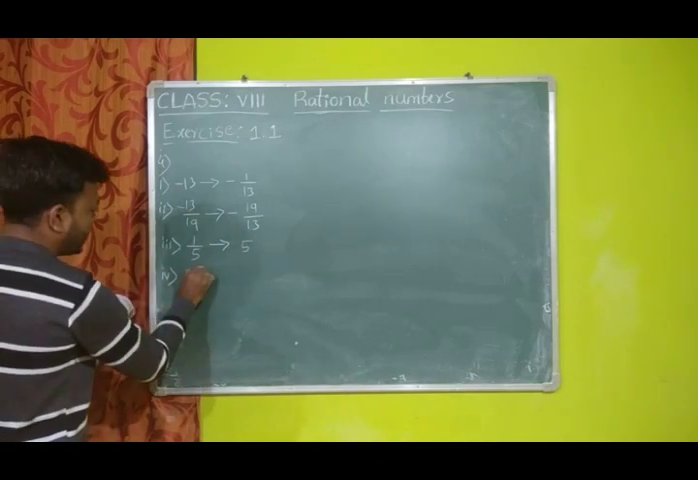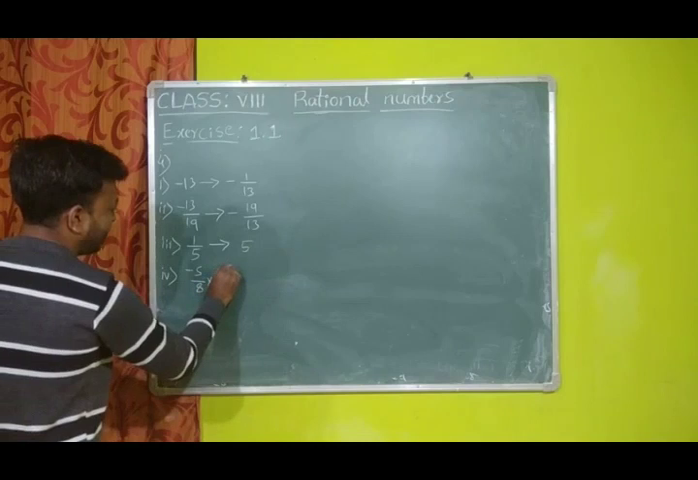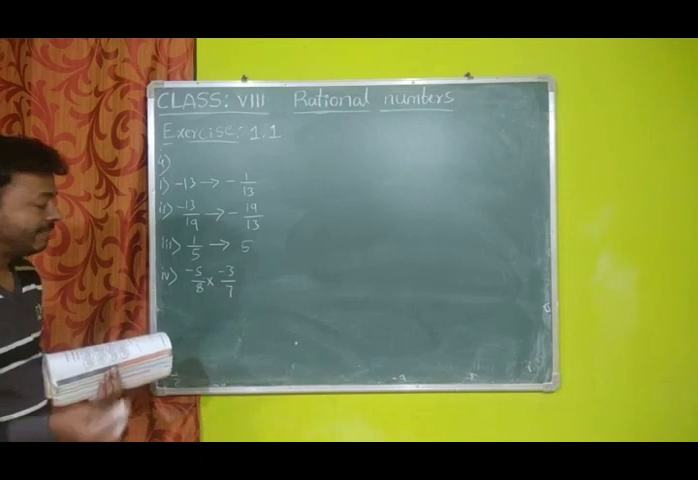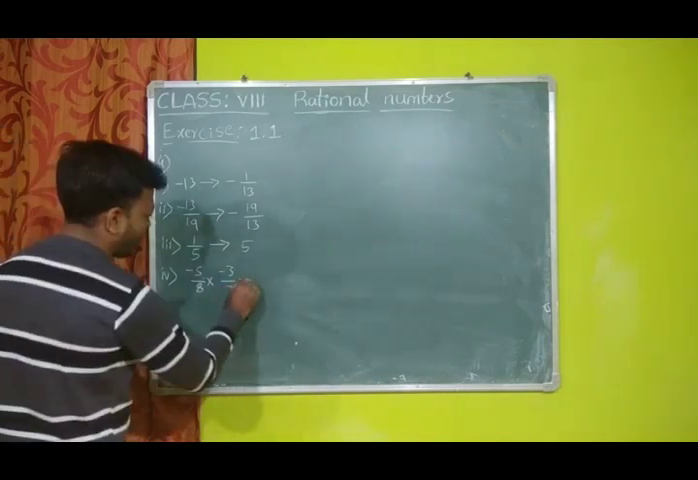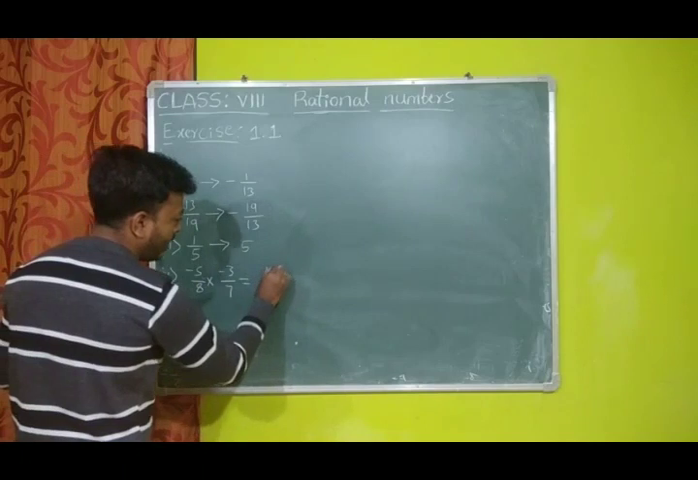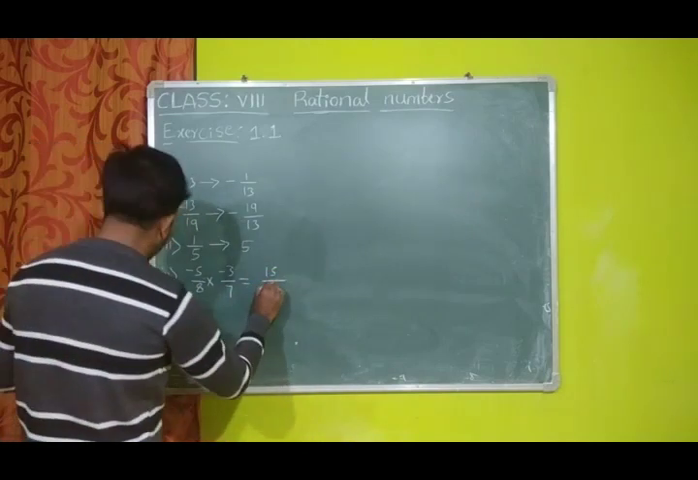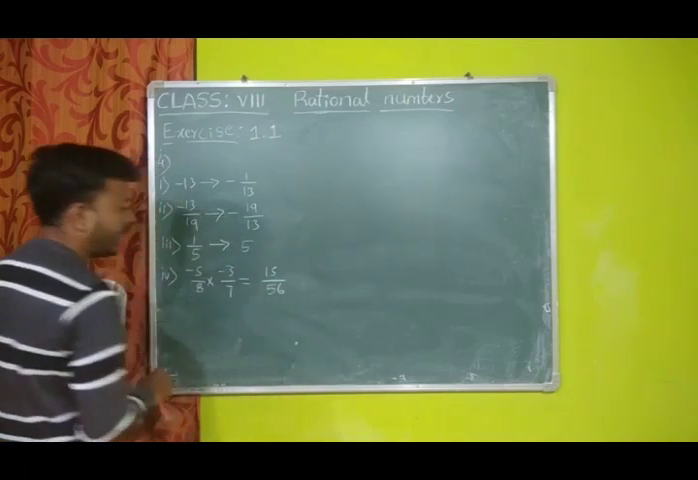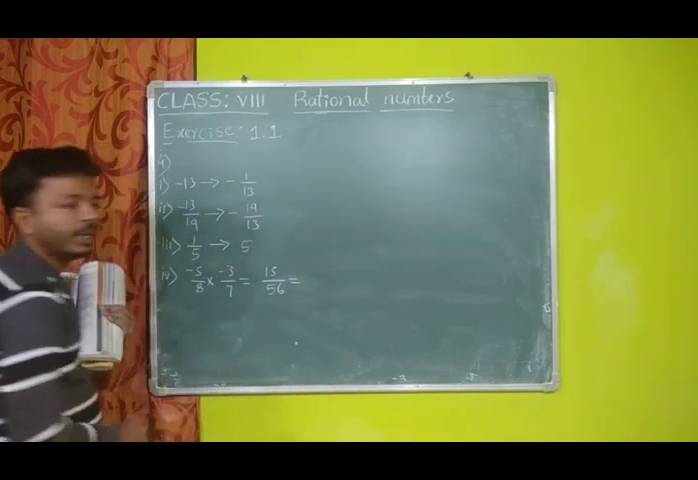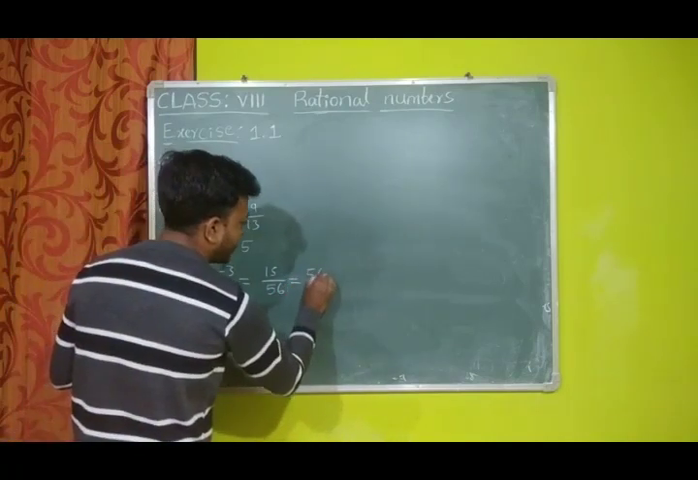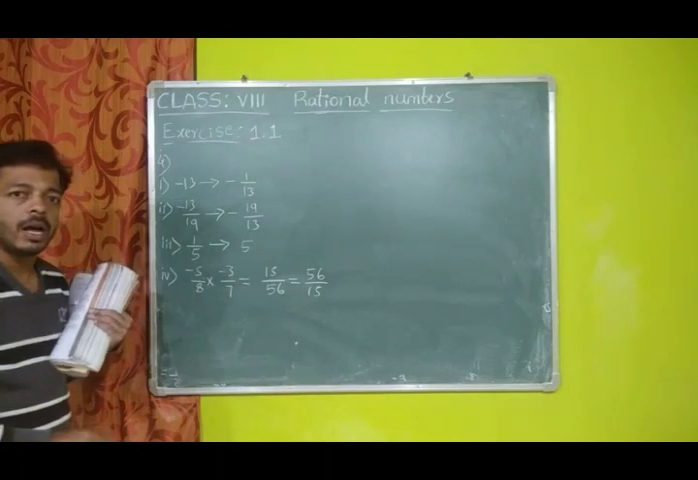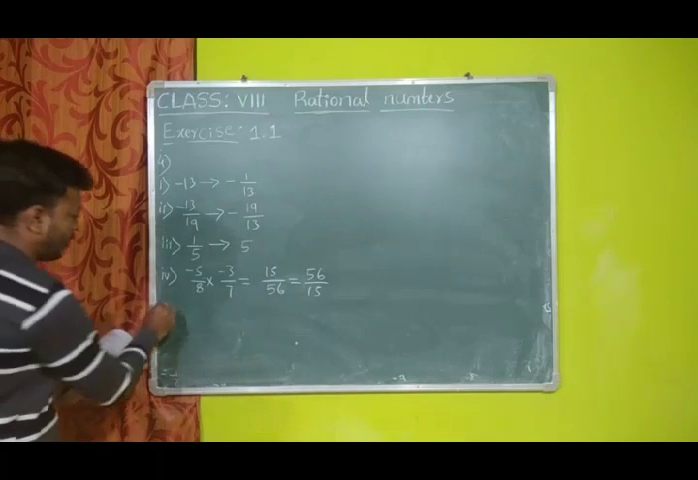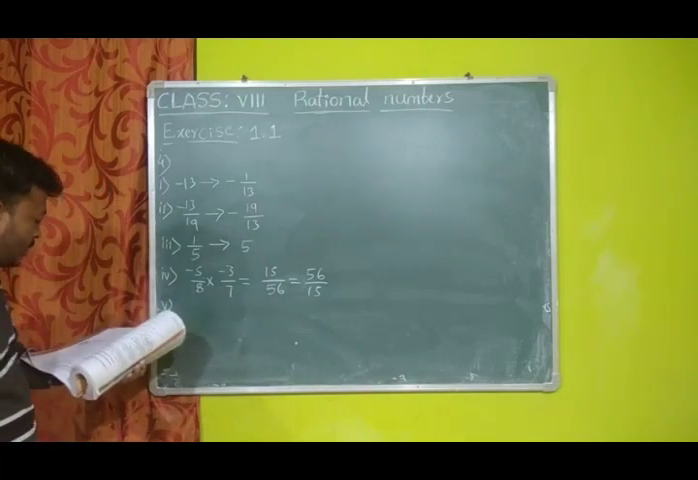Fourth one. Minus 5 by 8 multiplied by minus 3 by 7. How to write? Don't directly. First you have to simplify it. Minus minus plus. 5 3s are 15. 8 7s are what? 8 7s are 56 here. 8 7s are 56. 5 3s are 15. Now write the multiplicative inverse. Reciprocal. 56 by 15. Reciprocal means you know now. Numerator you can write in the denominator place. Denominator write in the numerator place. That is a reciprocal.